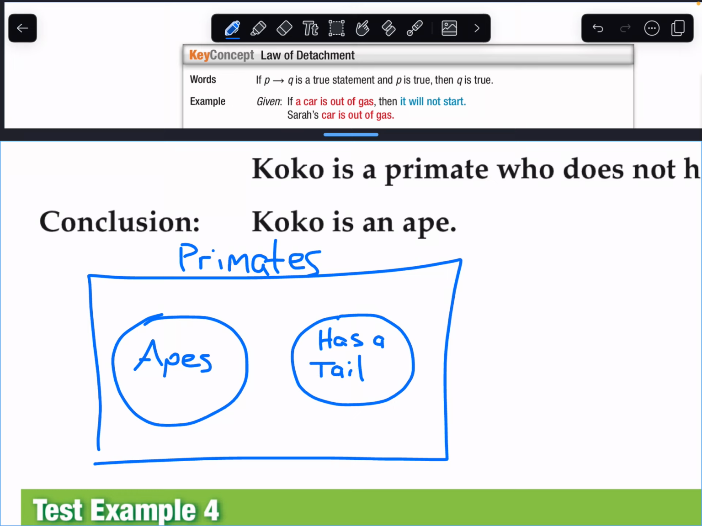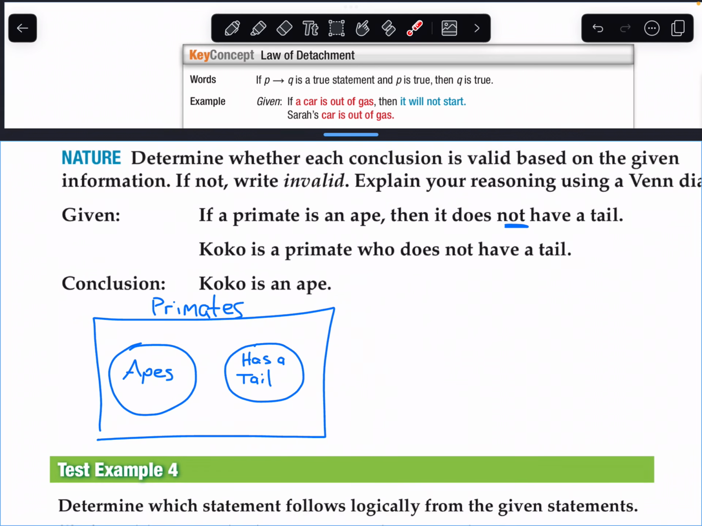There is no overlap. If you're inside this circle, there is no way you are inside that circle at all. Two totally separate things. Got it. Coco is a primate. Okay, so we need a point labeled Coco somewhere in this box, who does not have a tail, so can't be in this circle. Does that mean Coco is an ape? If you're not in this circle, do you have to be in that circle? No.